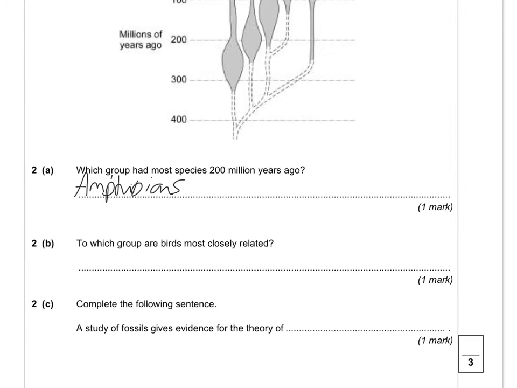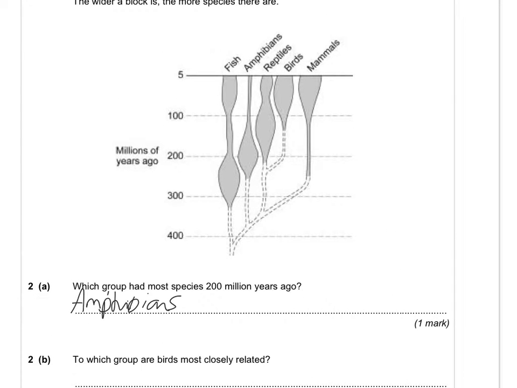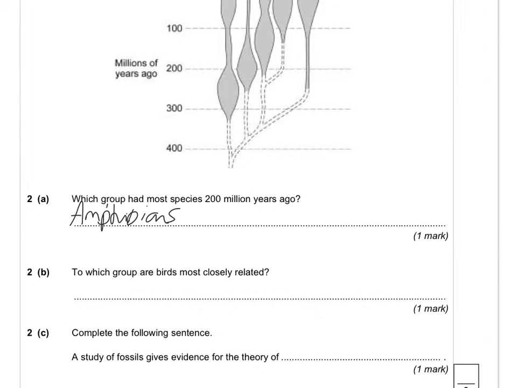Okay, question 2B. To which group are birds most closely related? Well, we can use the evolutionary tree here and trace it back to the nearest branch where it joins to something else, and the branch that it joins onto is the reptiles, which is this bit here. A couple of people were saying mammals. You're not looking next to the bird group, you're following it back and seeing which one it connects to. So that one should have been reptiles.